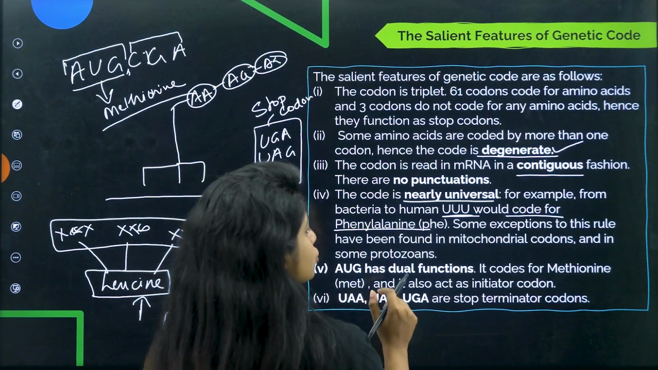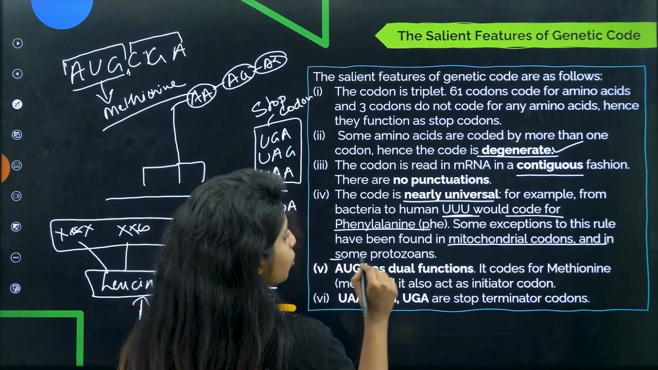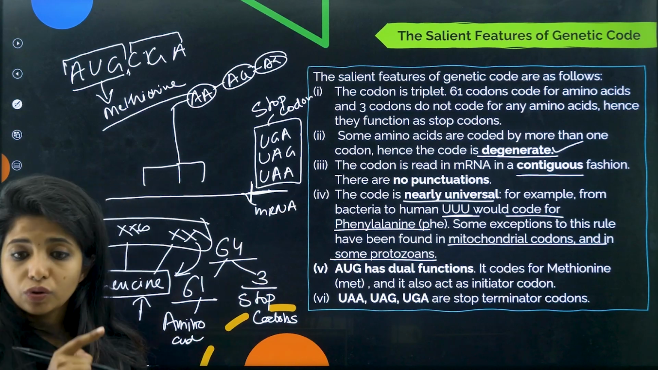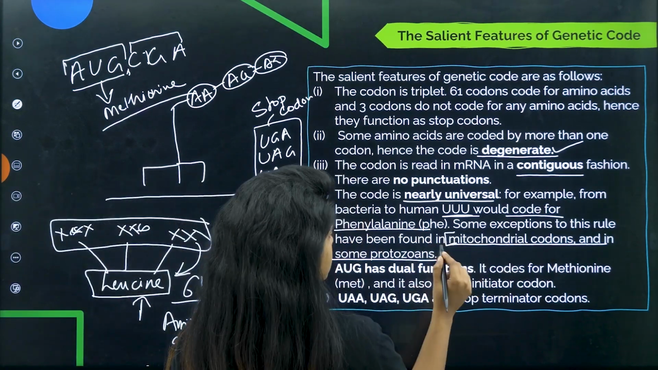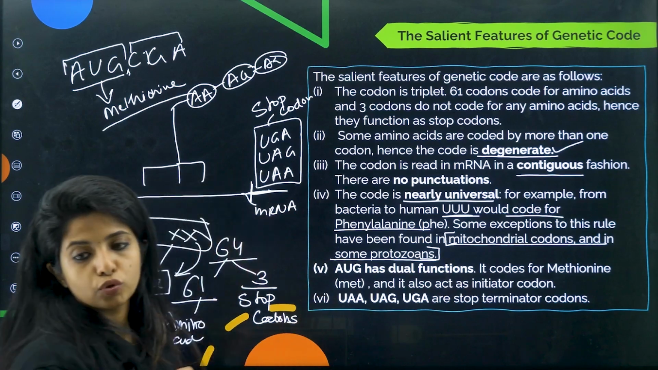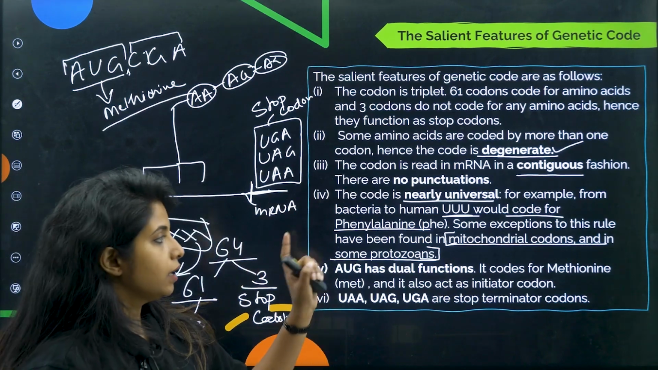Now, some exceptions to this rule have been found in mitochondrial codons and some protozoans. So, exceptions are also there which you need to remember. What is it, children? Mitochondrial codons and some protozoans. Fine. Will you be able to remember it?